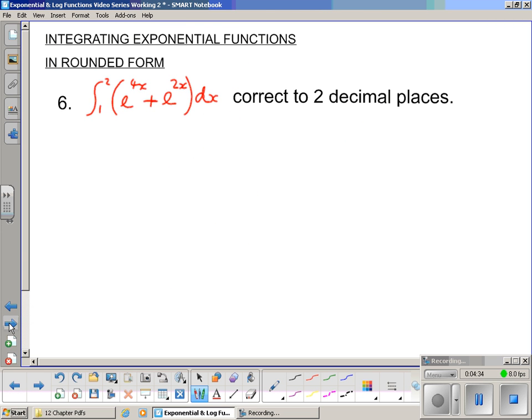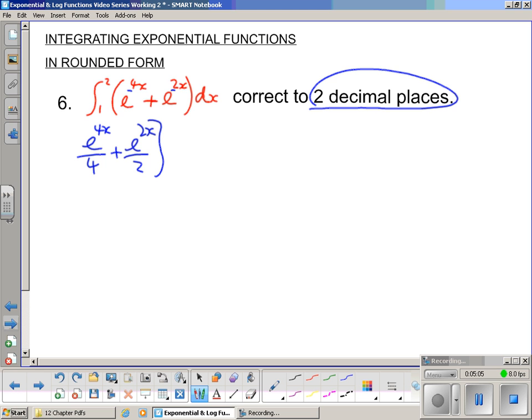One slightly more involved question here, and this one asks for an answer correct to 2 decimal places. So we won't just leave it as an exact value or anything. We'll plug it into our calculator later. Okay. So let's integrate first. So e to the 4x, as we saw in our previous example, actually ends up being e to the 4x on 4, the integral of that, and plus the integral of this one will be e to the 2x over 2.